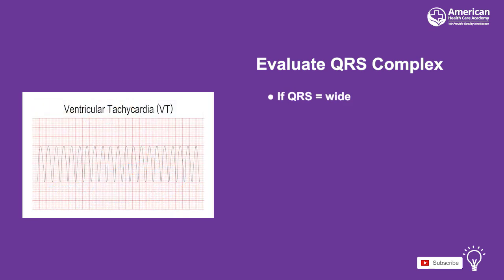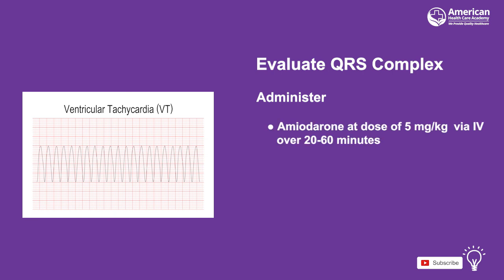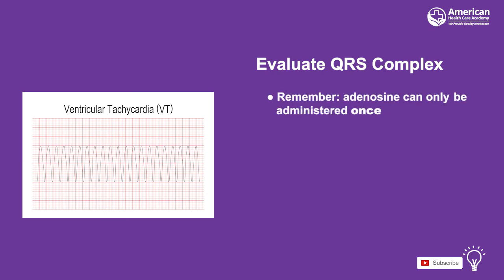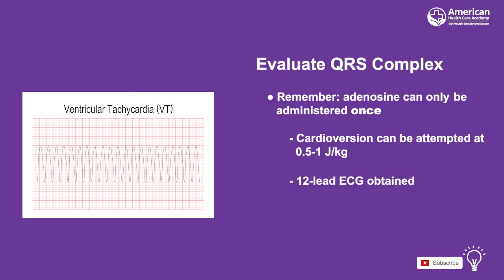If the QRS complex is wide, then the child may be suffering from ventricular tachycardia, and you must treat the reversible causes, then administer the following drugs. Amiodarone at a dose of 5 milligrams per kilogram via IV over 20 to 60 minutes, or procainamide at 15 milligrams per kilogram via IV over 30 to 60 minutes. Remember that adenosine may only be administered once. Cardioversion can be attempted at 0.5 to 1 joule per kilogram and a 12-lead ECG obtained as further treatment.